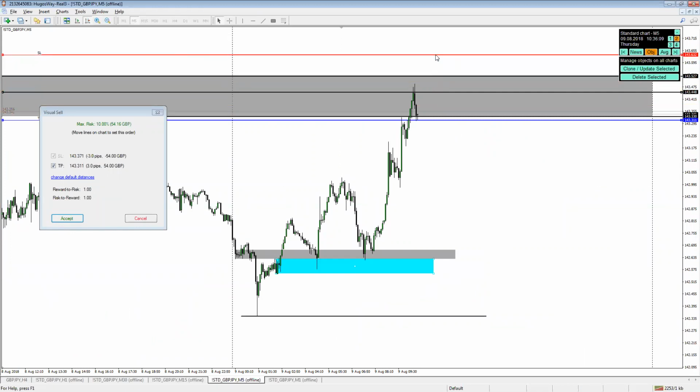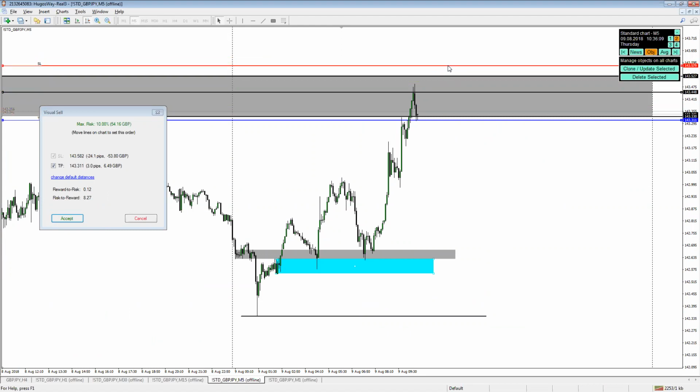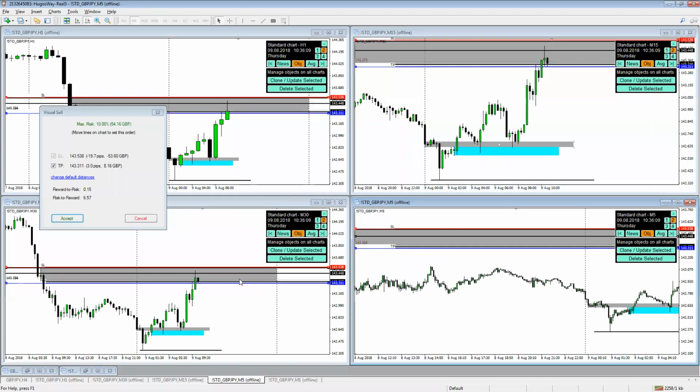Oh, 20 pip. I don't like it. I don't like anything over 20 pip. 5 or 10 pips. Oh, 5 or 10 pips is so small. Yeah, they like to take the very small stop loss. I like them small. Let's go back.